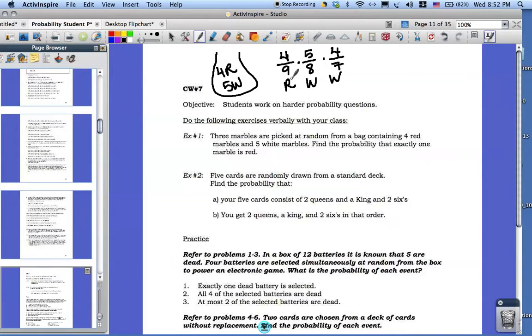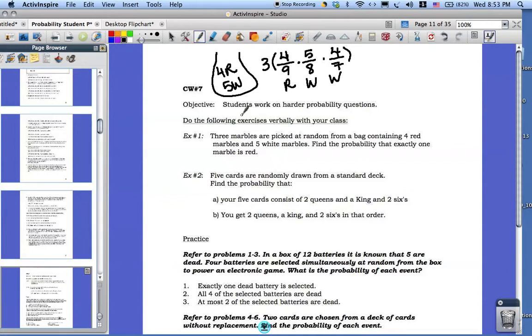And I want to include the case where the first is white, the second is red, and the third is white, and finally white, white, red. So in those other 2 cases, you're going to get the same numbers in the numerator and the denominator, but just in a different order. And so you can just take this product and multiply it by 3. So that's one way of doing example number 1.